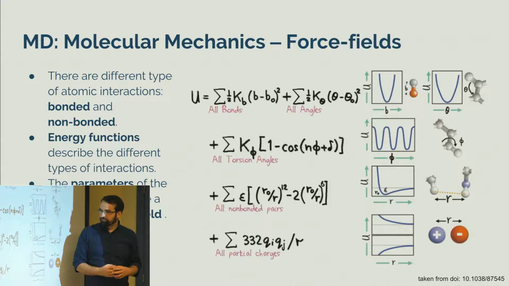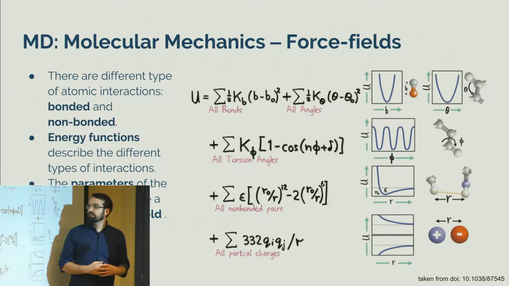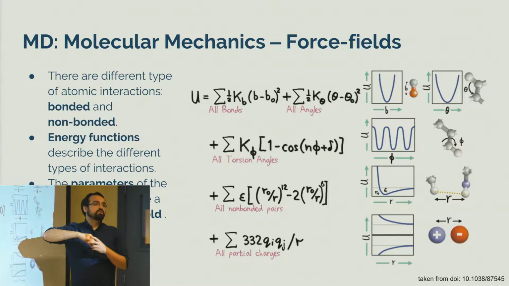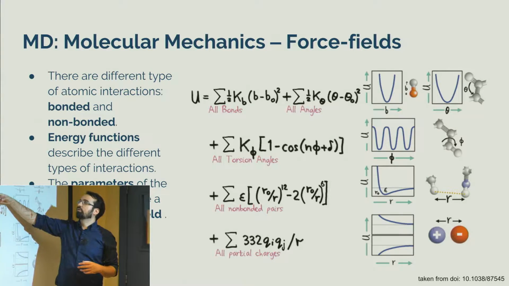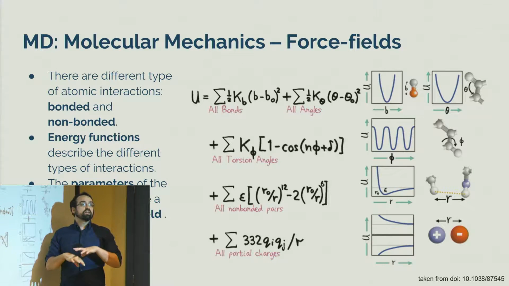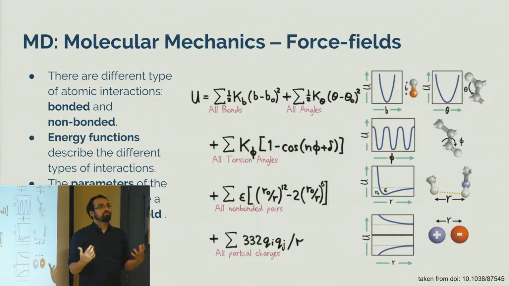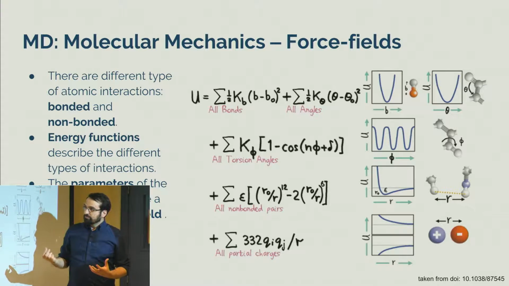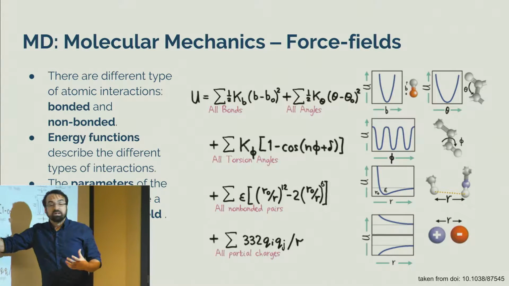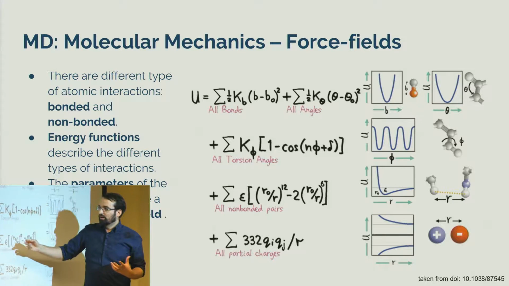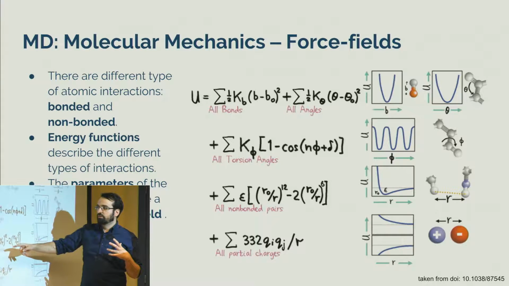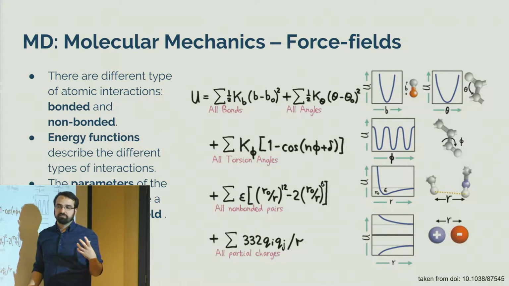You have van der Waals, and you also have Coulomb interactions as well. So all of these sum together, and summing as well throughout all angles, all bonds, and all torsions of the system, you can have a complete physical description of your system. This is what's called the energy function. Okay, and then the parameters of the function are what constitutes the force field.